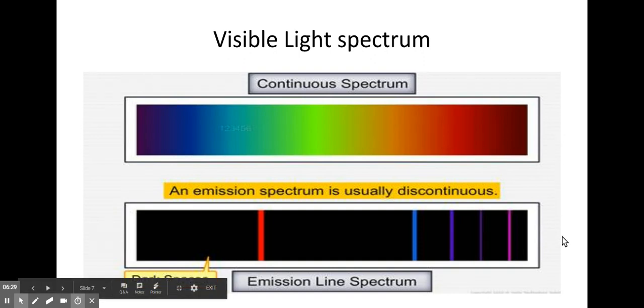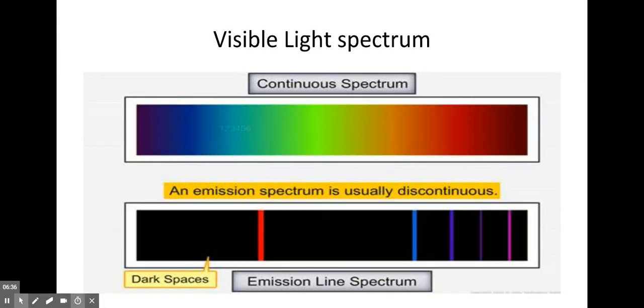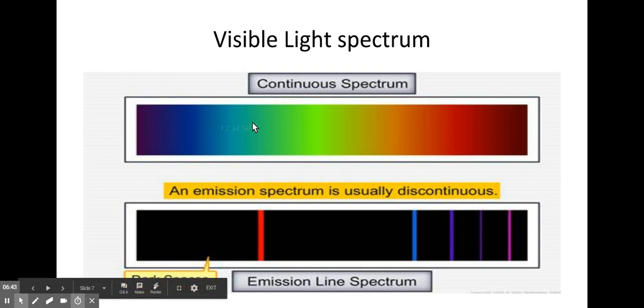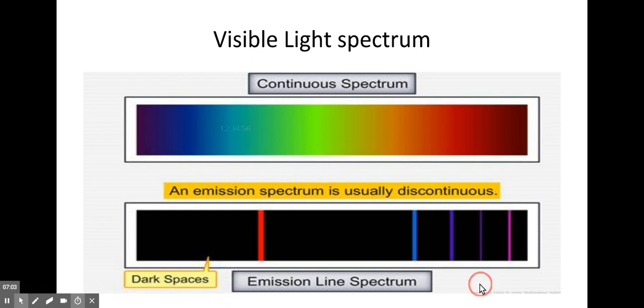If you, however, take a very specific sample of a particular element or a compound, and you excite the electrons for this limited sample, instead of getting a continuous spectrum of light, you're going to get an emission line spectrum where you're going to produce only some specific colors. And then you'll notice that there are these large areas of blackness where those colors of light are not produced. So this is an emission line spectrum in contrast to the continuous spectrum.